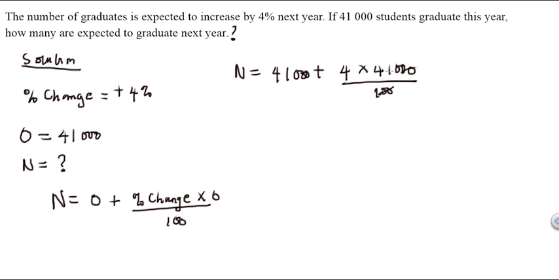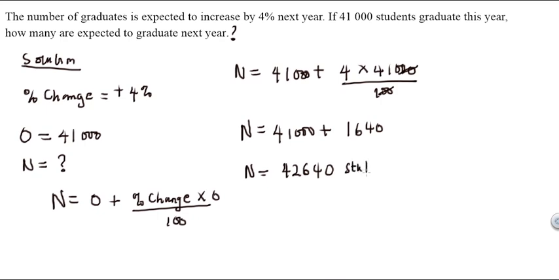2 zeros here. We have 410 here. And then we have the new value is equal to 41,000 plus 4 times 410 here, which is 1,640. So if we add up these two values, we have the new value as equal to 42,640. So the new number of graduates or people that are expected to graduate next year is 42,640 students. So that's it.